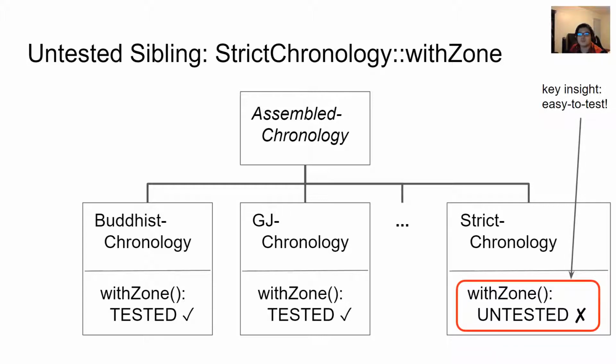Our tool is built to detect completable candidates like this, where a function is implemented in sibling classes but only tested in some. We believe the existing test cases, such as the one covering with zone in Boolean chronology, could serve as a template to help generating unit tests for the untested implementation. The current work detects such situations.